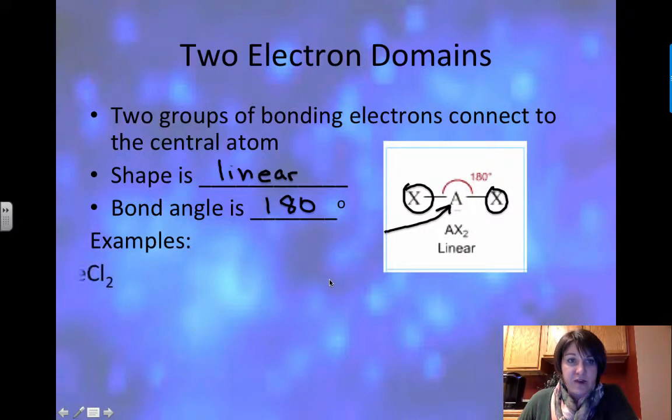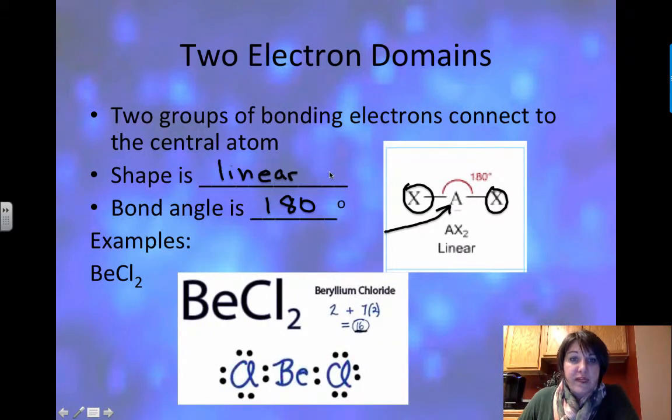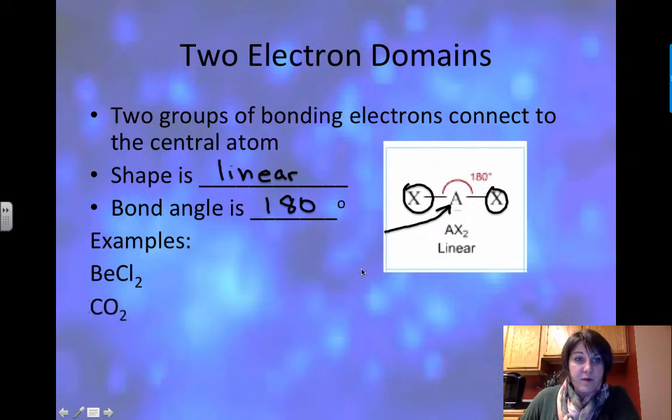Some examples of compounds like this would be beryllium chloride. Remember, beryllium has an incomplete octet, so it doesn't have to have 8 electrons around it to be stable. So there's beryllium chloride, where beryllium's in the middle, the two chlorines are 180 degrees apart. Another example would be carbon dioxide. We drew carbon dioxide in the podcast on molecular structures.